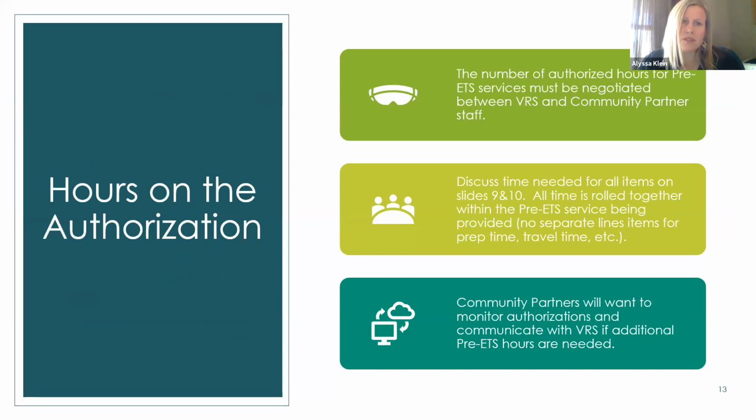So in terms of the hours that you will be on the authorization, that must be negotiated between you as the VRS staff person and the community partner staff. So you'll want to discuss all of those items listed on slides 9 and 10 and talk about how much time they're going to need and then include that in the time that you'll authorize. It's really important that our community partners monitor those authorizations. And again, we'll talk a little bit more about that later as well.